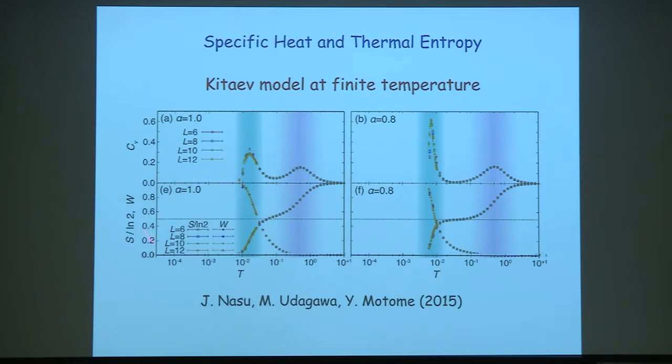This is the data from these three gentlemen. This is with the isotropic limit. This is with the slight anisotropy. And if you look at the heat capacity of the Kitaev model at finite temperature, this is the exact solution. You can see a two peak structure in the heat capacity. It's more pronounced when you introduce anisotropy here.